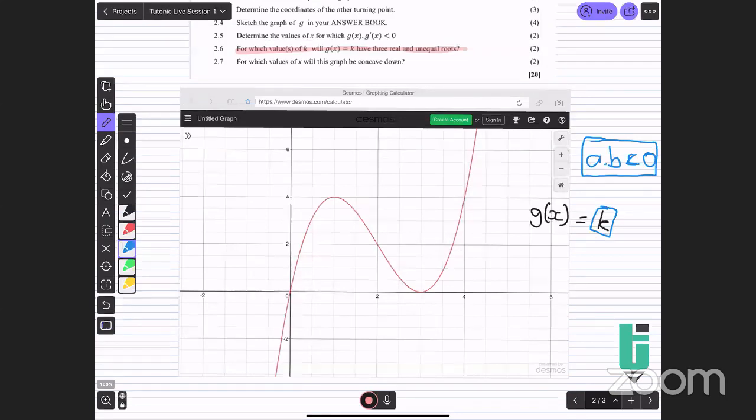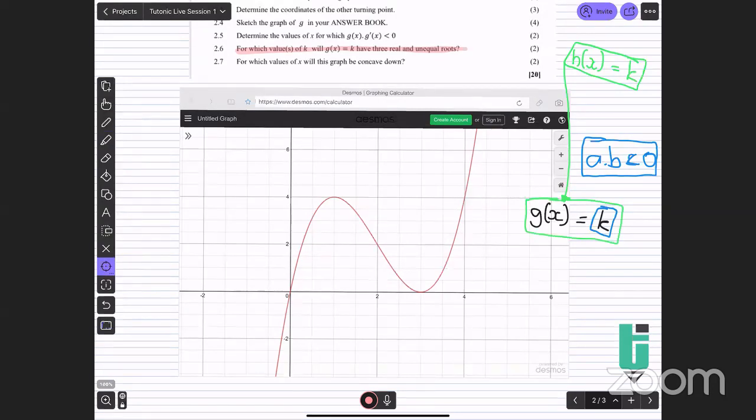Now, the way to approach this is to think of k as a function. So maybe saying h of x equals k, or something like that. And what happens when you put 2 functions equal to each other? It intersects. You're finding the intersections, right? When you put g of x equals k, you're finding where g of x intersects with k.